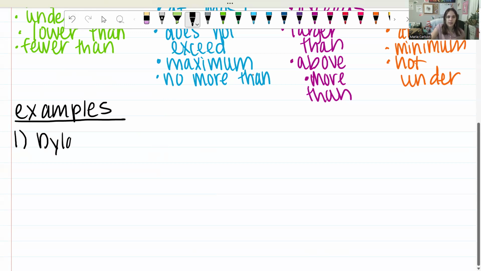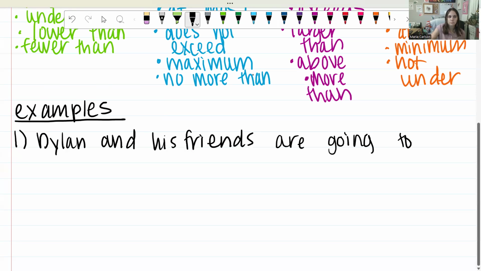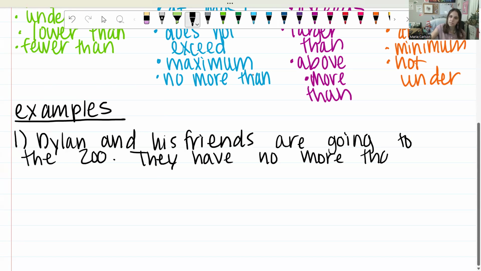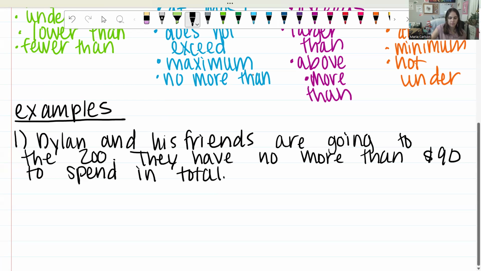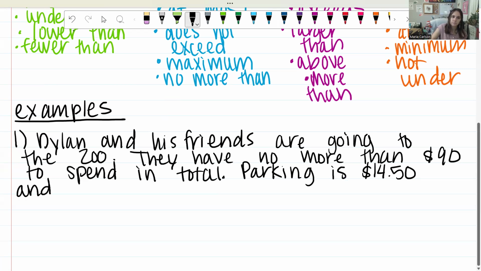So Dylan and his friends are going to the zoo. They have no more than $90 to spend in total. So as a group, they have no more than $90. Parking is $14.50. And admission is $9.75 per person.